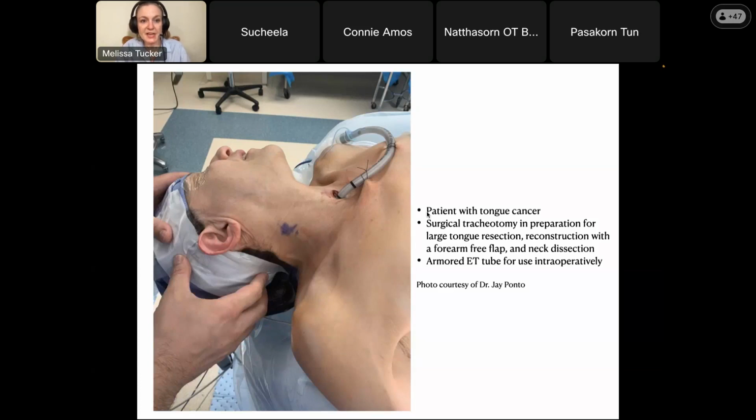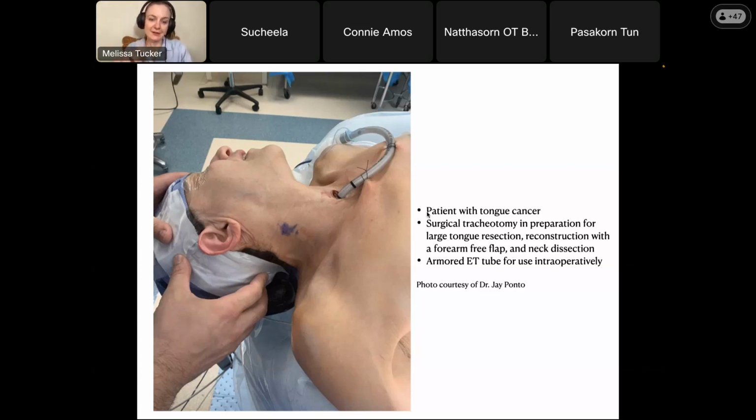This is a patient in the operating room. This patient has tongue cancer. He has had a surgical tracheotomy. So we talked about the 2 types, dilational and surgical. This is a surgical type, in preparation for a large tongue resection. So this patient is going to have most of their tongue removed, and they're going to have it reconstructed with a free flap of skin from their forearm. And I think the blue marker on the side is where they have some enlarged lymph nodes, so they're also going to have a neck dissection.